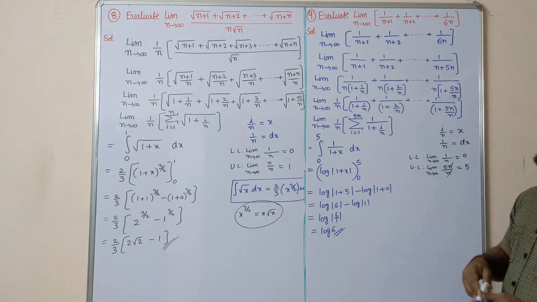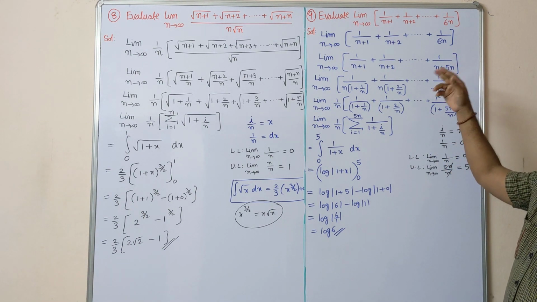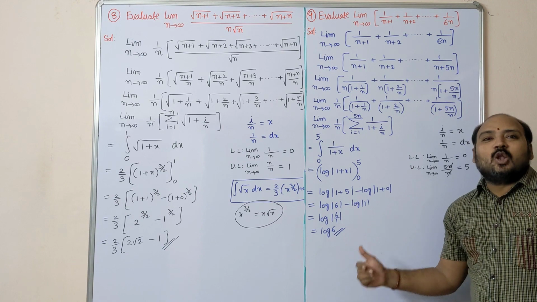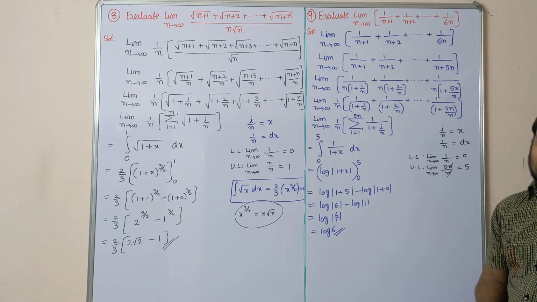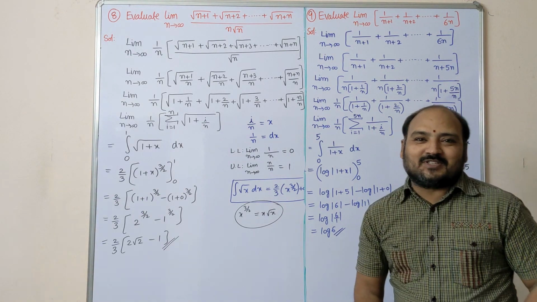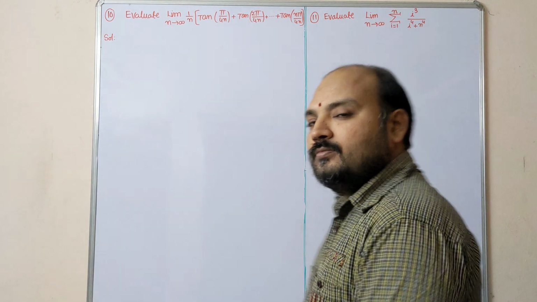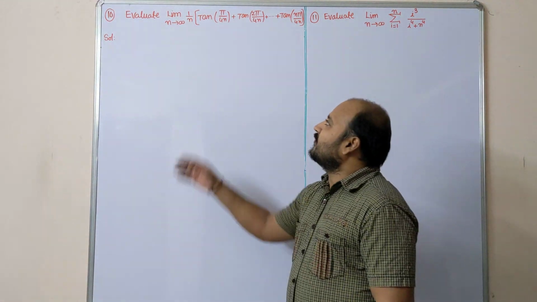Therefore, limit n tends to infinity of 1 by n plus 1 plus 1 by n plus 2 and so on, up to 1 by 6, is equal to log 6, or log 6 to the base e. We will move on to the next question. The next question, dear students.